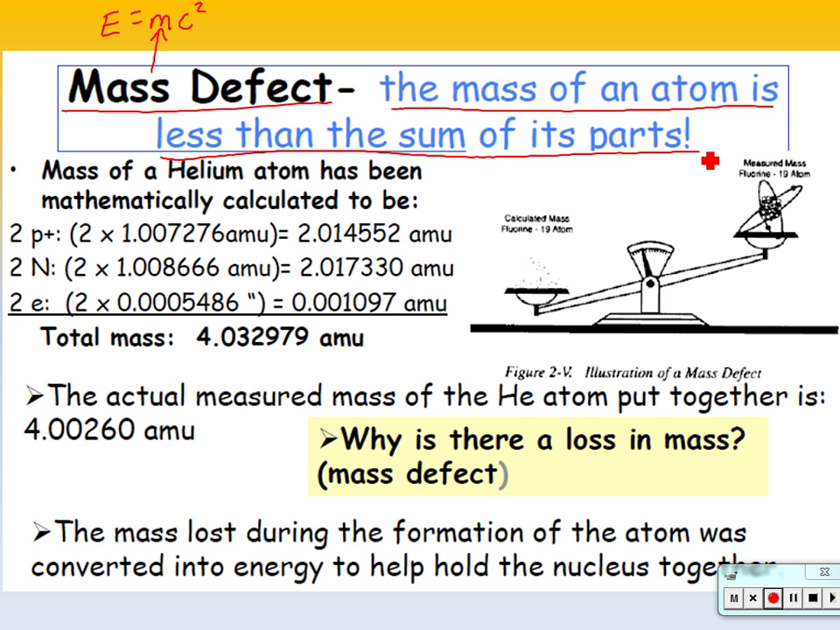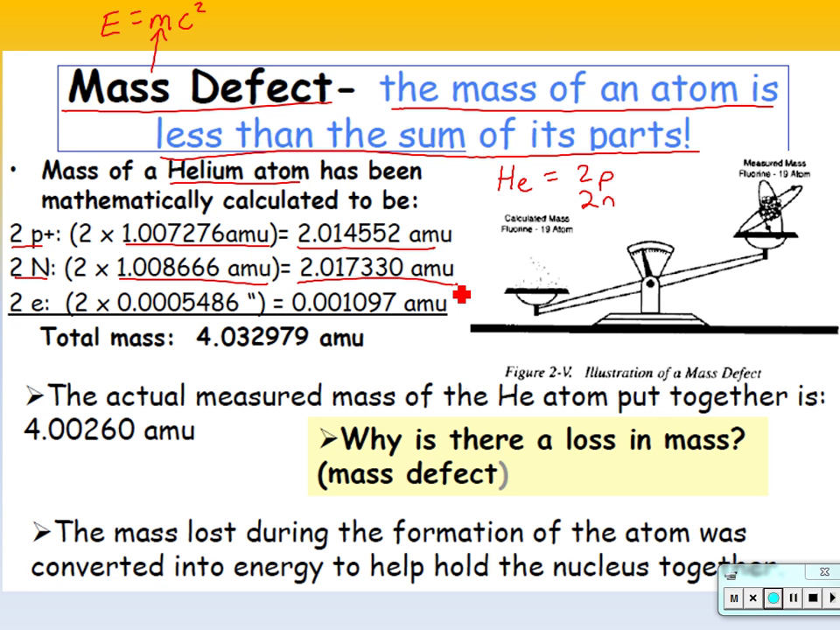If we take a helium atom, He. Guys, how many protons does helium have? Look at the periodic table. 2 protons. How many neutrons would it have? 2 neutrons. Well, we know the mass of a proton and a neutron. So if we take the 2 protons, times it by its mass in AMUs, we get this number. We take the 2 neutrons, times it by its mass in AMUs, we get this number.